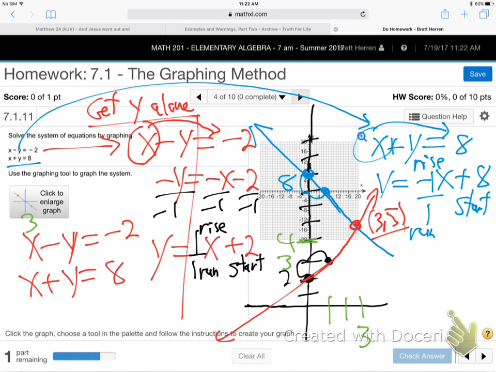You could plug in x is 3, y is 5. It should make them both true. Does it? Does 3, 5 make them both true? 3 minus 5 is negative 2? Yeah. 3 plus 5 is 8? Yeah. It is 3, 5.